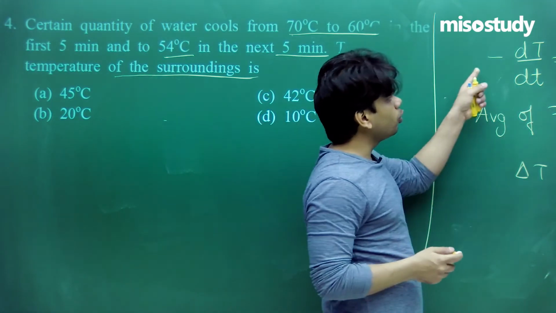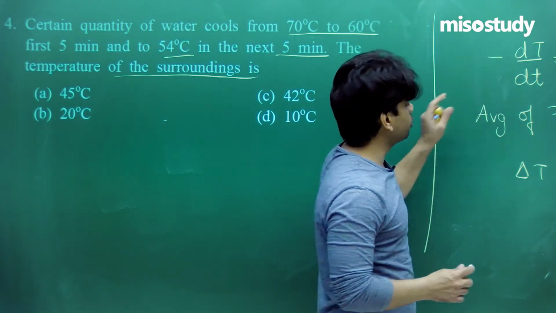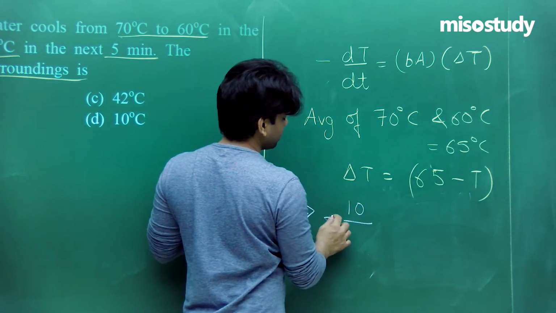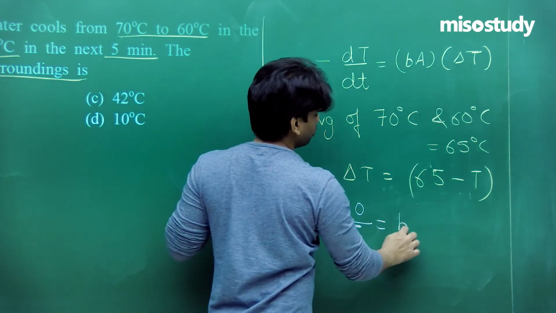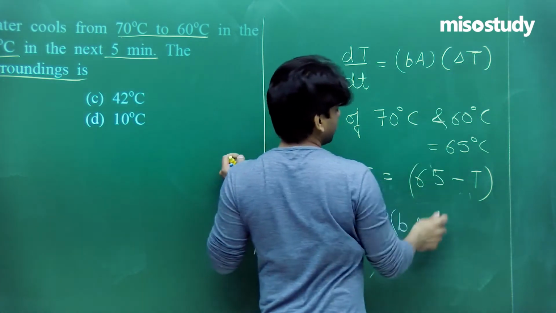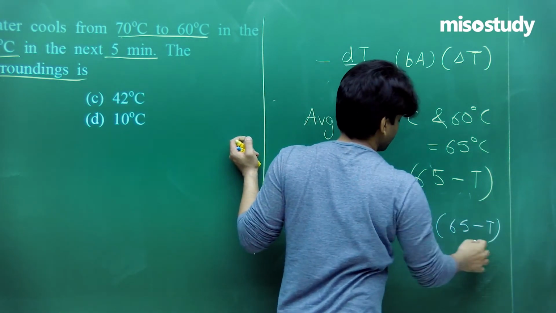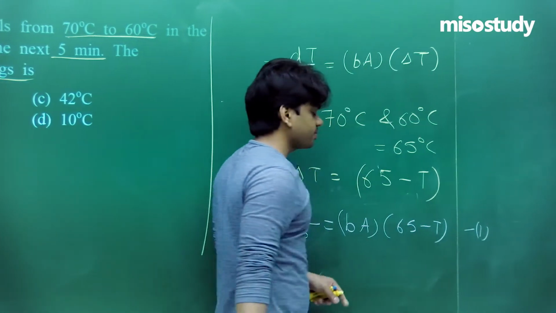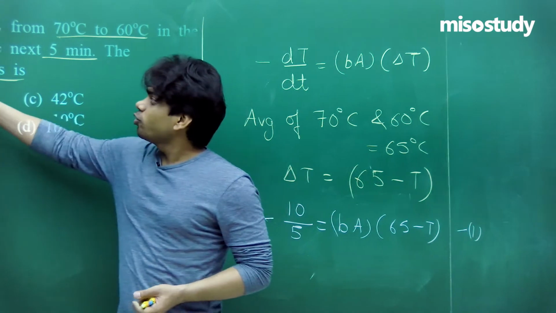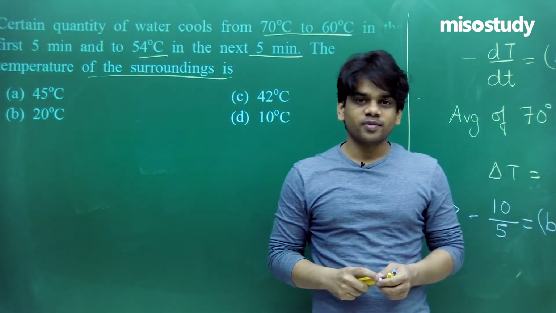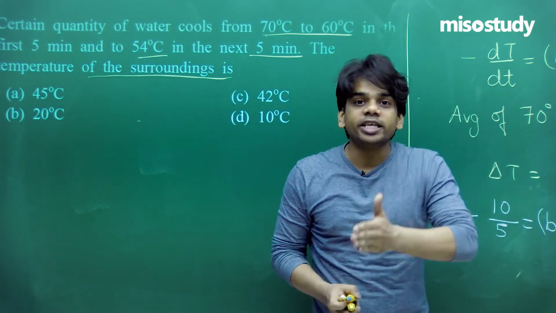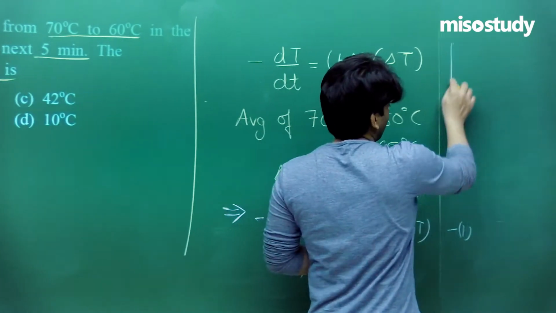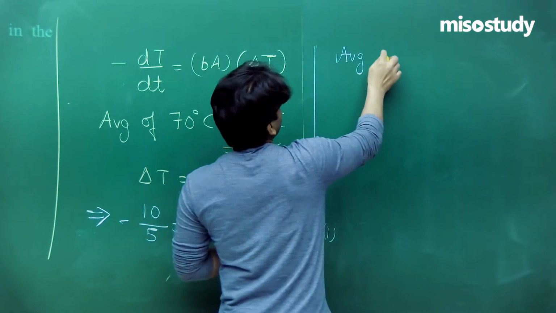So let us say T is the temperature of surrounding. After this, you see the body cools from 70 to 60. The change in temperature will be minus 10. The time taken is 5, and this is equal to B into A, and here we have to use delta T as 65 minus T. Let's say this is equation number 1. Next, and to 54 degrees Celsius in the next 5 minutes. It means it cools from 60 to 54. So the average of 60 and 54 will be 57.